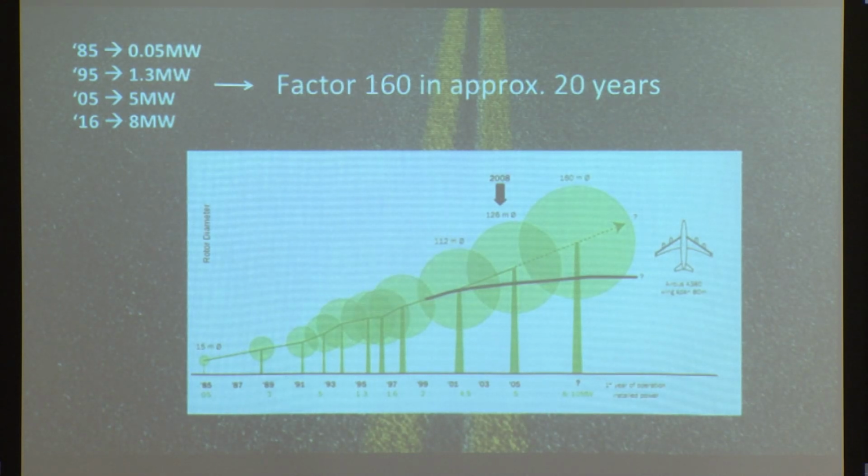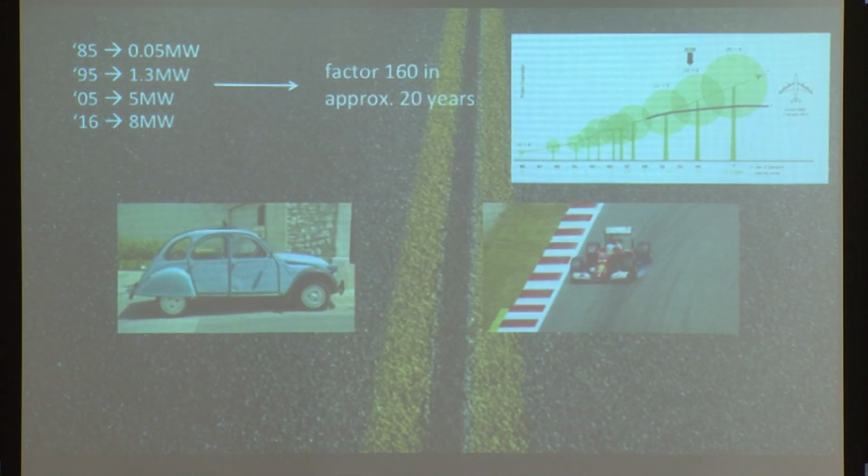This factor of 160 is important to put in your minds. It means that in the 80s I was building something they call a 2 chevaux. Today I'm building a Formula 1 car. If you look at the normal evolution of cars, you have a new model every 7 years. So it means that in three turnovers, I've moved from this 2 chevaux to a Formula 1 car.